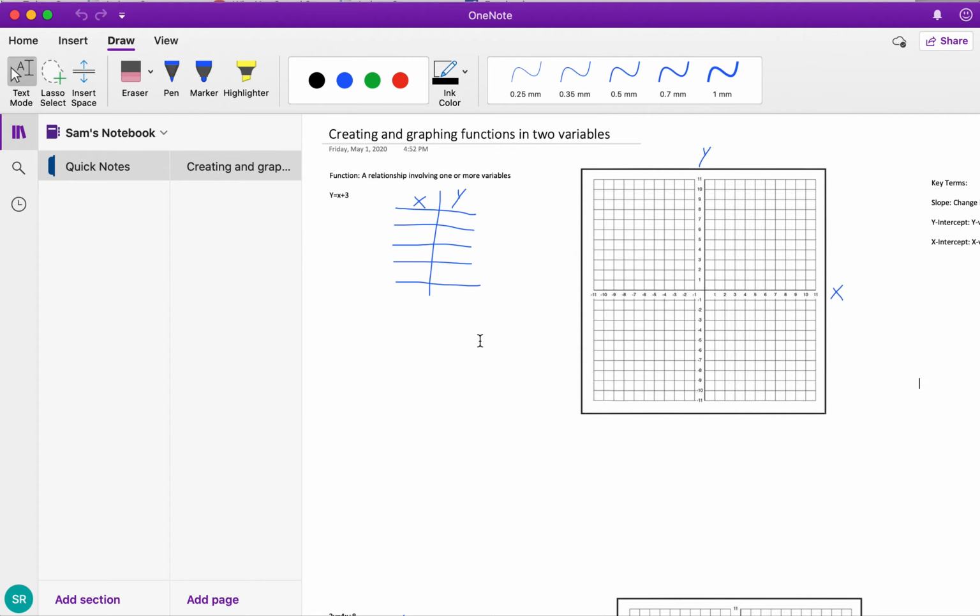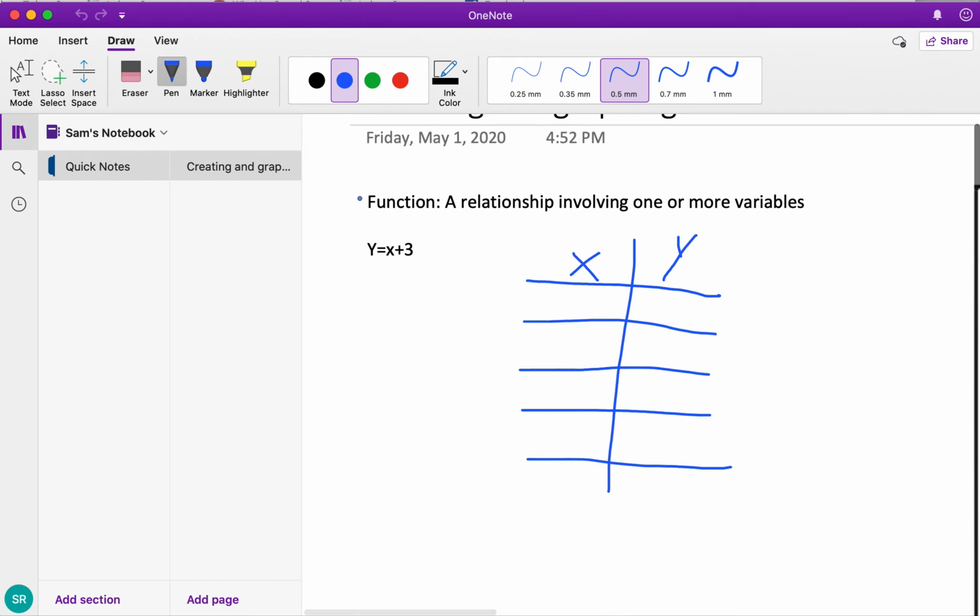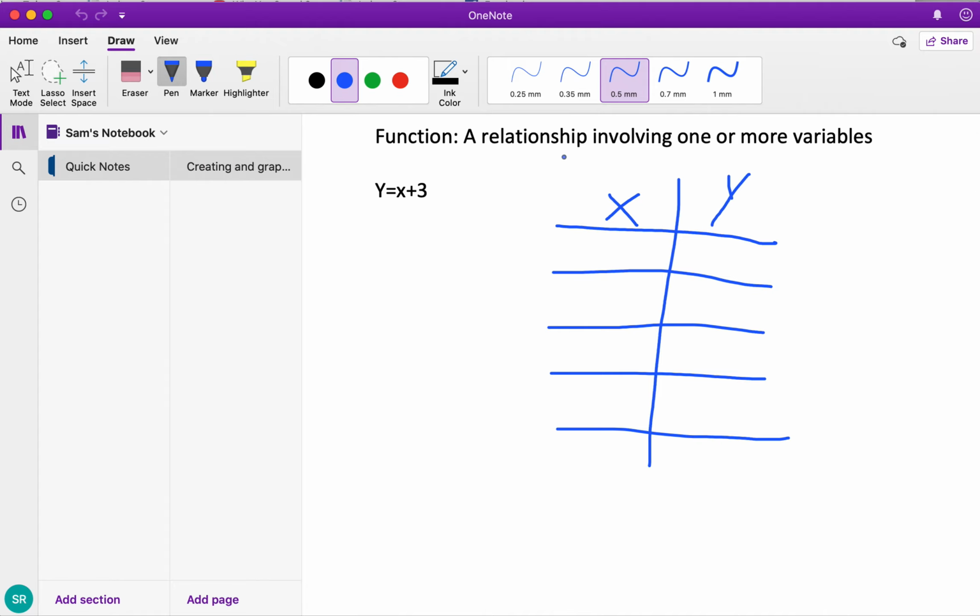Okay, so today we're going to be learning about how to create and graph functions in two variables. So first off, what's a function? A function is a relationship involving one or more variables, so we can find out what one variable is if we're given the other.